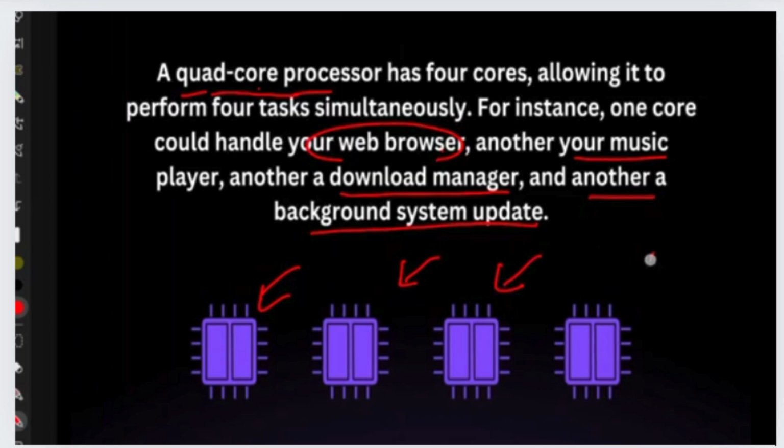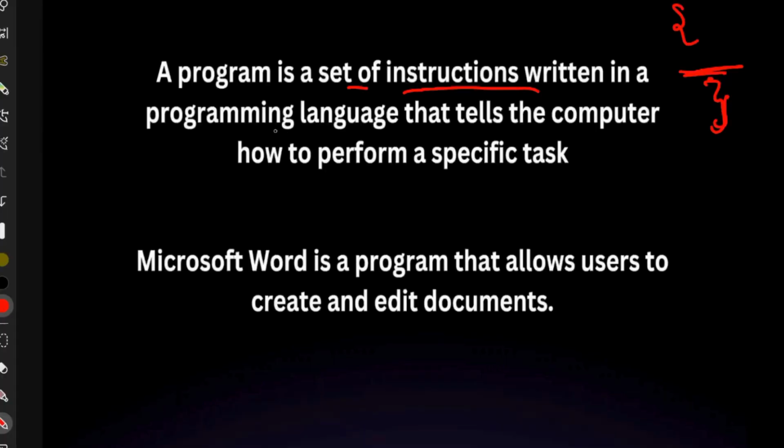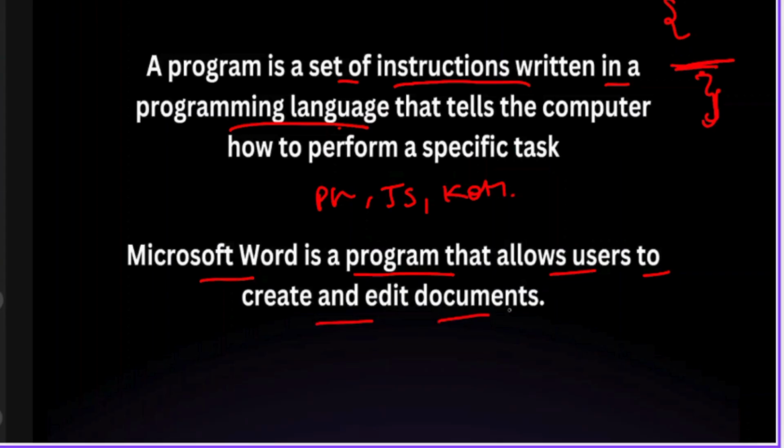Due to the time constraint, I am moving forward with the next concept, which is what is a program. A program is a set of instructions. You are writing a program for it to perform something, and it is going to perform that task. It is written in various programming languages like Python, Java, JavaScript, Ruby on Rails, Kotlin, and many other languages. Microsoft Word is a program that allows users to create and edit documents.